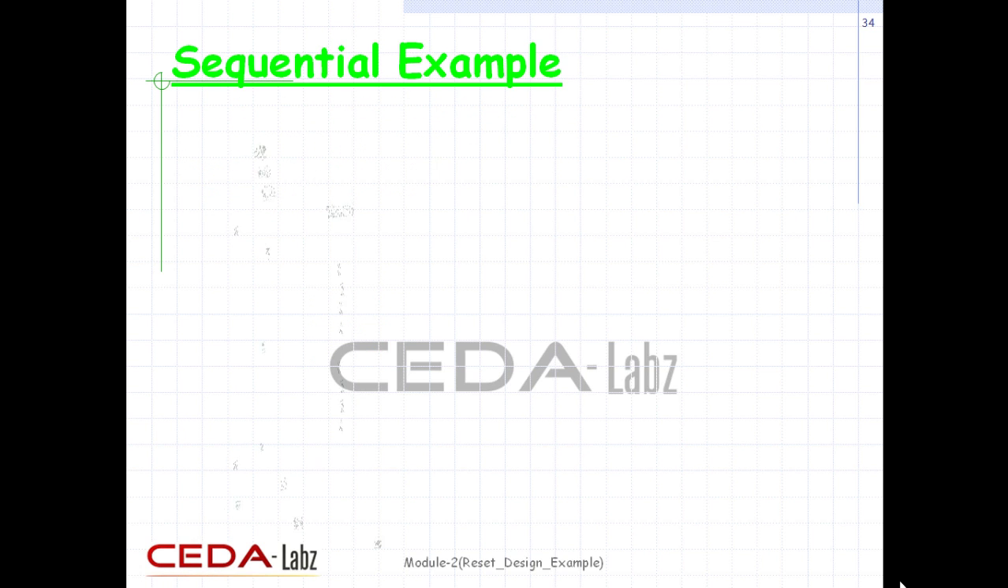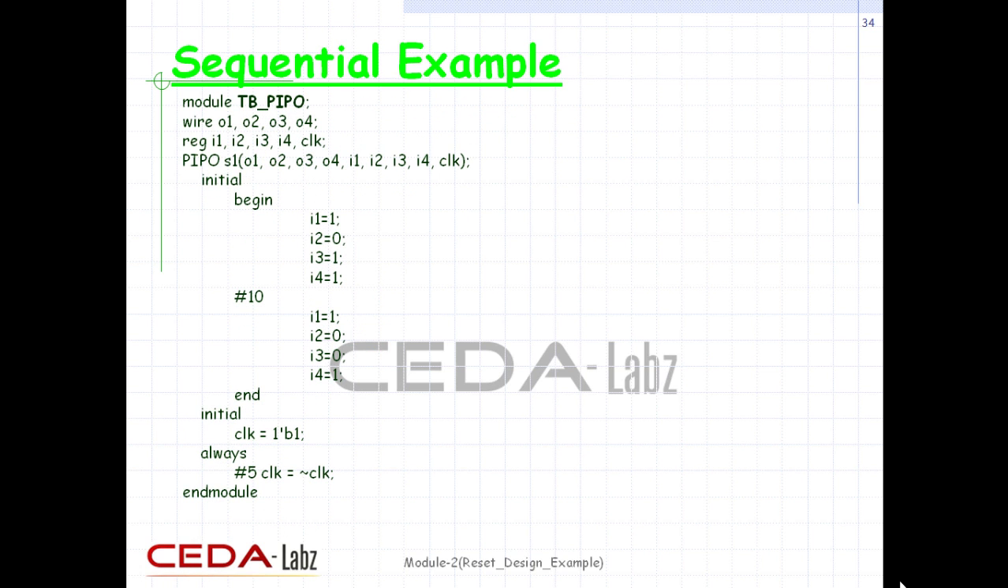And here is the test bench. After module instantiation, input is provided in the initial block. At simulation time 0, it will enter the initial block. At the first positive edge of the clock, I1, I2, I3 and I4 values 1, 0, 1, 1 will be shifted to respective outputs O1, O2, O3, and O4. After a delay of 10 time units, another set of input values will be shifted towards the output.